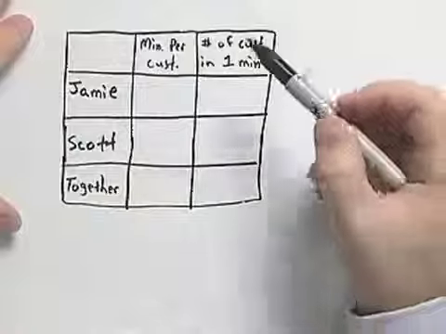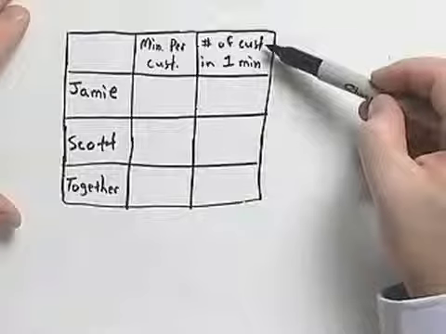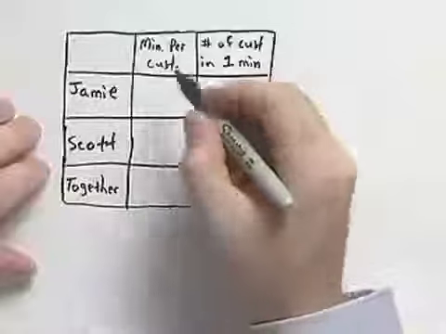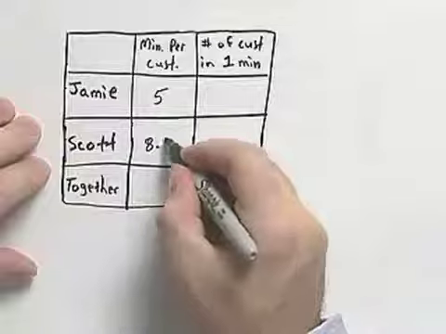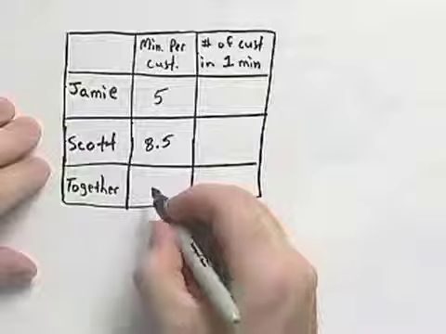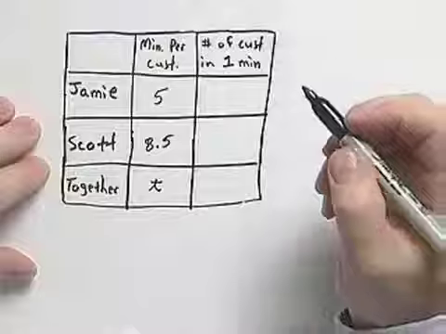For problems like this, it's really helpful to make up a table so we can summarize our information. We've made a table ahead of time. So here's our table. And we've got Jamie and Scott and them working together. And we've got minutes per customer, number of customers that they can service in 1 minute. When we fill in the table, we know that Jamie spends 5 minutes on average per customer, and Scott spends 8.5 minutes per customer. Together, we don't know. That's what we're trying to figure out as part of our problem. So we're just going to call that T. So T would be the time together that it takes for them for one customer.